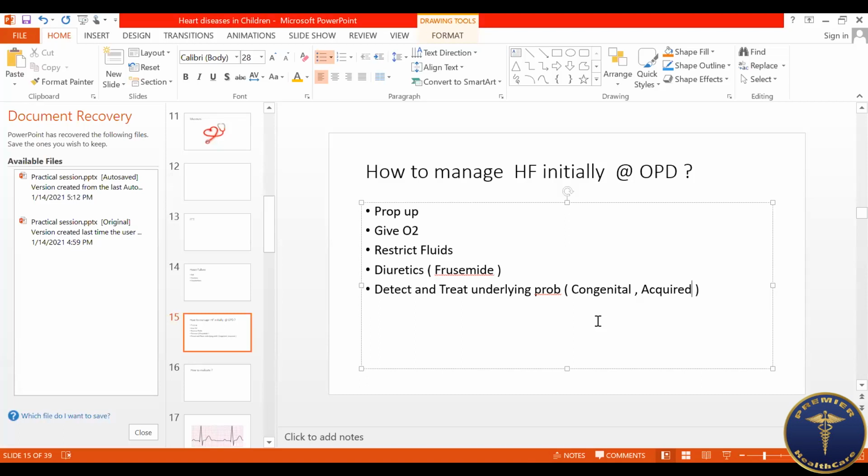So what are those? Acquired heart diseases. Example, rheumatic fever. You are not born with rheumatic fever. Then what? Infective endocarditis, Janeway lesions and all. Those are acquired heart diseases. Right? So those should be treated.